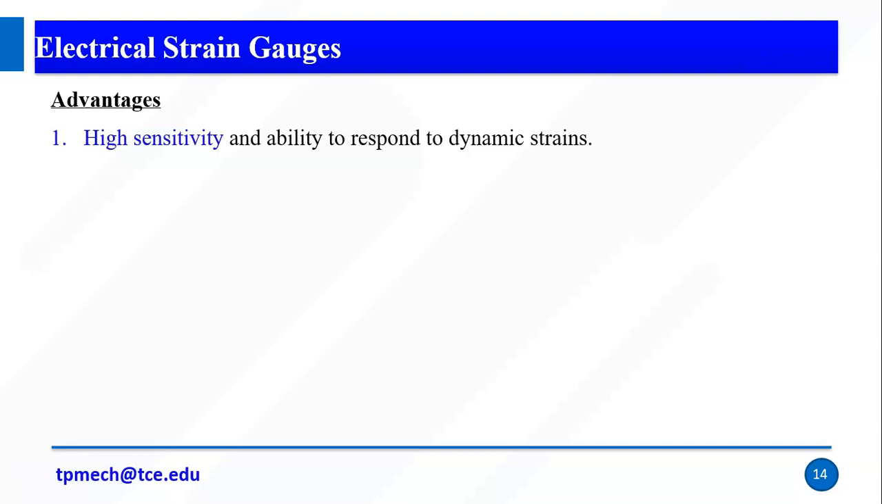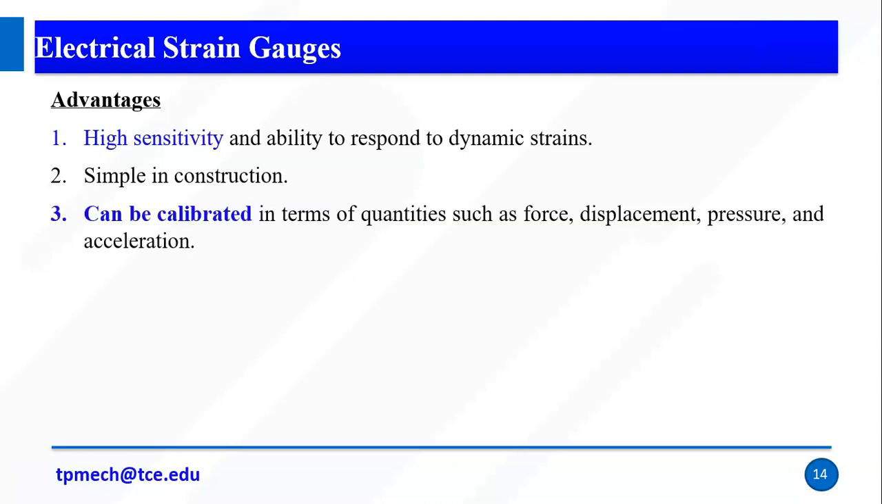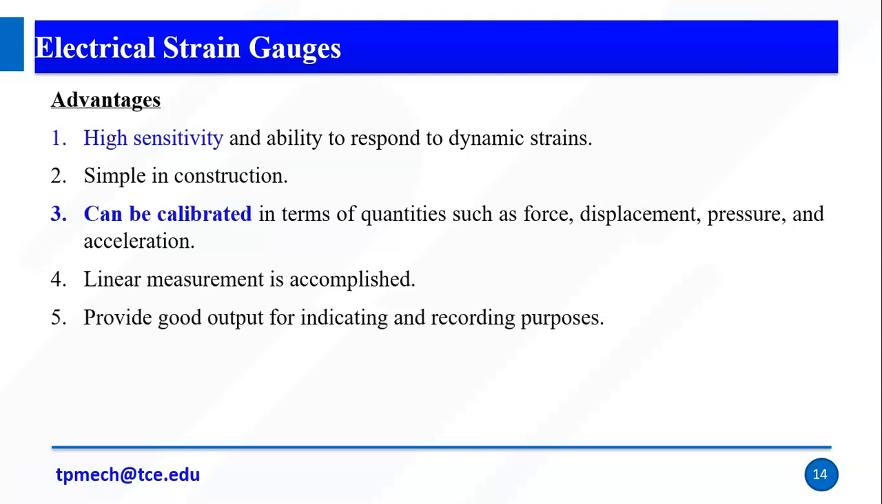Object வந்து static ஆ இருந்தா மட்டும்தான் I can measure the strain with the help of mechanical gauges. But my strain is to be dynamic. Dynamic இருந்துச்சு அப்படின்னா I go with electrical strain gauges. So it is simple in construction. It can be calibrated in terms of quantities such as force, displacement, pressure, and acceleration. And the linear measurement is also accomplished.